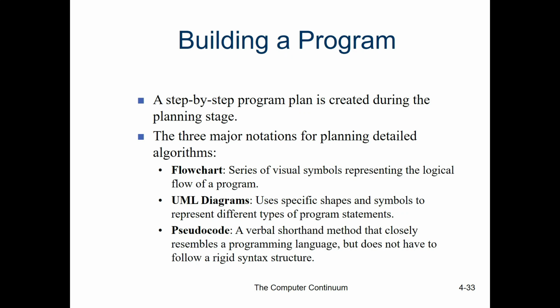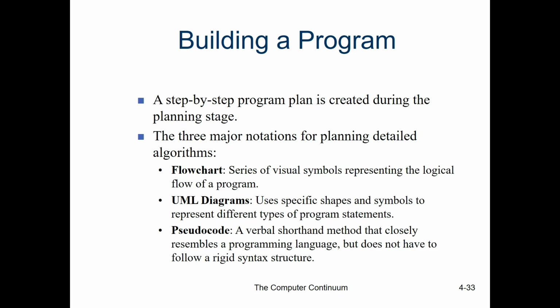So again, if we explain how we can develop an algorithm, it's a step-by-step procedure created during the planning stage, and there are three major ways of planning detailed algorithms. We need to have a flowchart, we could use UML diagrams, or we could use pseudocode.